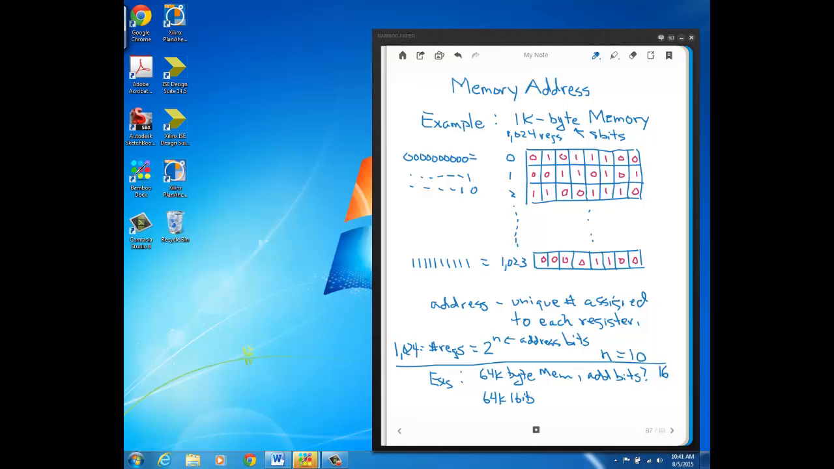Oops. That shouldn't be an I, sorry about that. With 16-bit memory, how many address bits would that memory IC need?